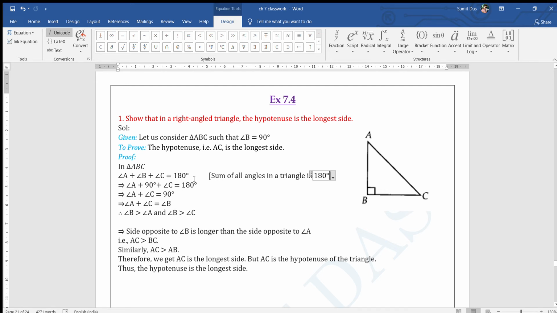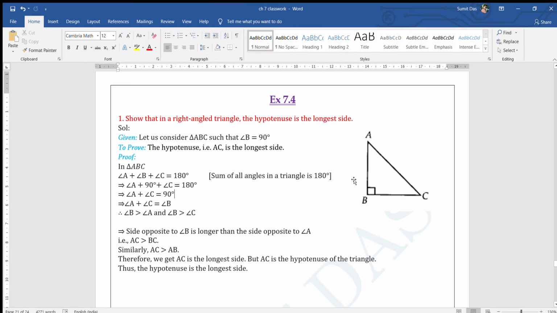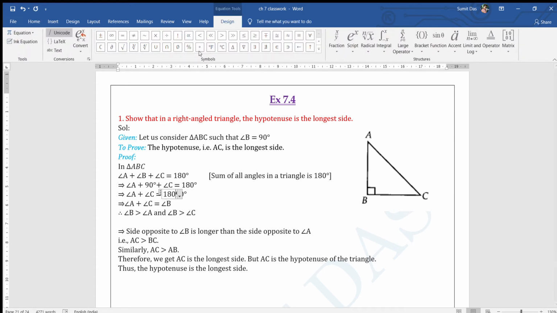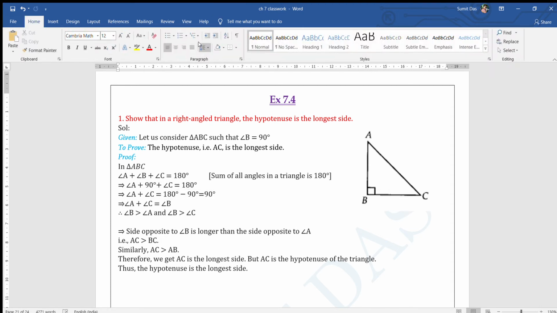Now B we took as 90 degrees, because ABC is the right angle triangle where B is 90 degrees, so we just put the value of B. So A plus C will be 180 degrees minus 90 degrees, which is equal to 90 degrees. So if A plus C equals 90 degrees, then we can write A plus C equals B.